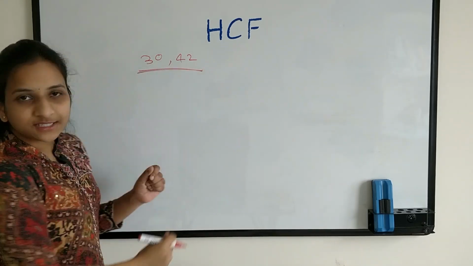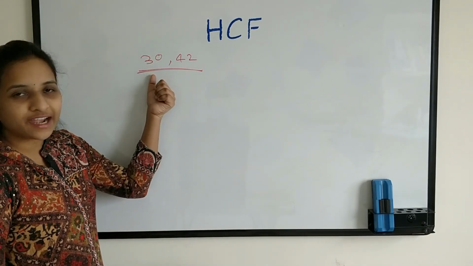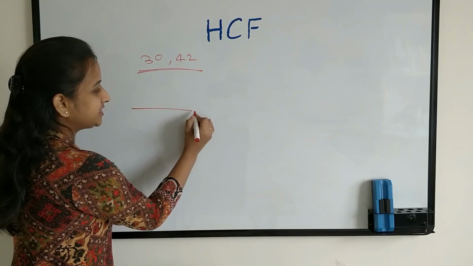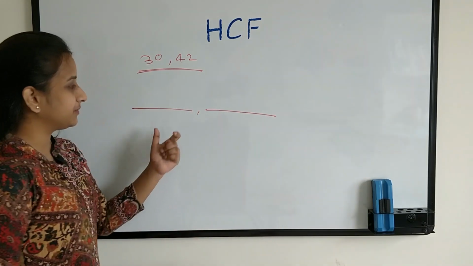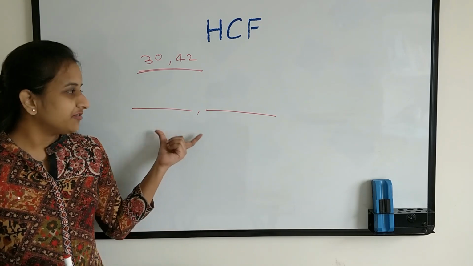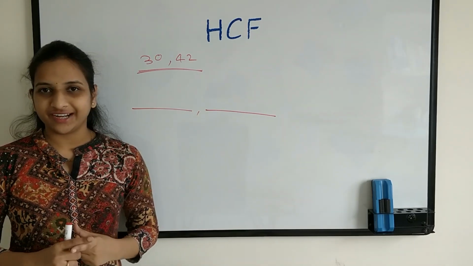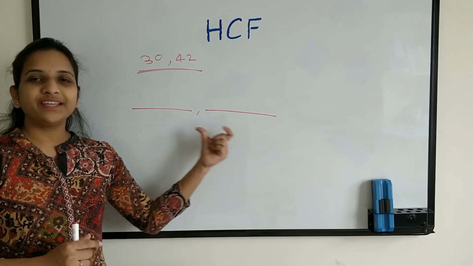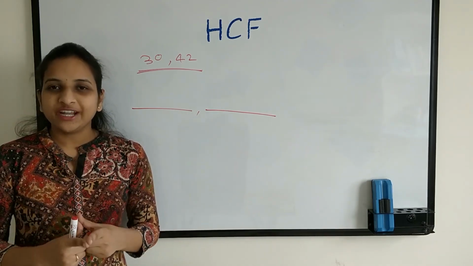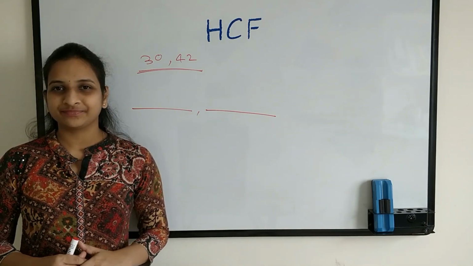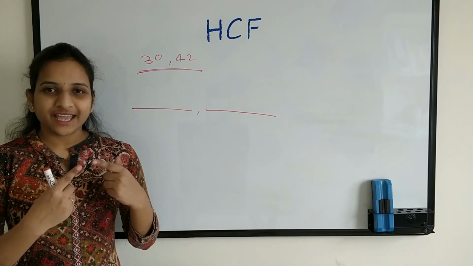If the numbers are small, then you can find the factors easily. What if the numbers are big, a 3-digit number and a 4-digit number? Then finding the factors of these numbers is difficult. So for such big numbers, we should use the Euclid's lemma method to find the HCF of two big numbers. That we are going to see in the next video.